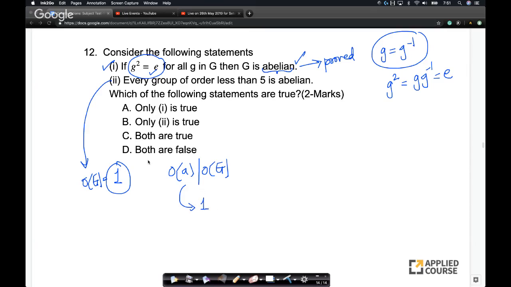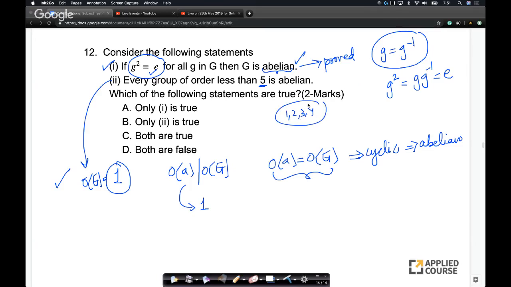If every element's order is equal to the order of the group, and we have seen that if this is true, then it's a cyclic group, right? And we know if a group is cyclic, it is abelian. Again, this is something that we have stated multiple times in the course videos. So the first case is less than 5, which means I have to do it for 1, 2, 3, and 4. If the size of the group is 1, we have proved that it has to be abelian.